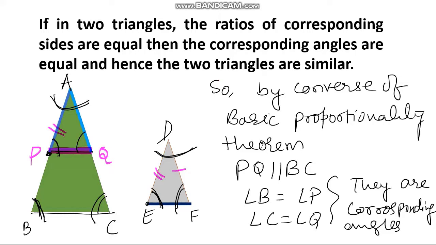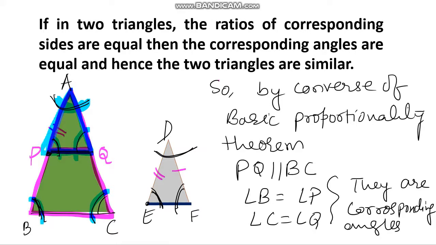Look at these two triangles. Triangle ABC and also look at the triangle APQ. Now look at these two triangles. Angle B is equal to angle P and angle C is equal to angle Q. Here you can see that angle A is common for both.